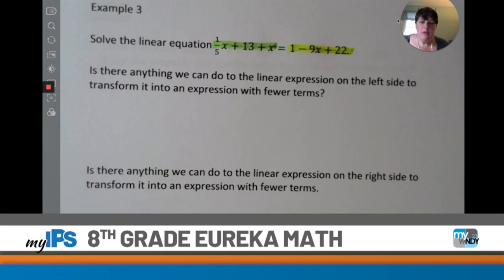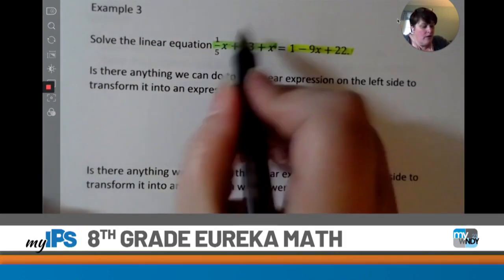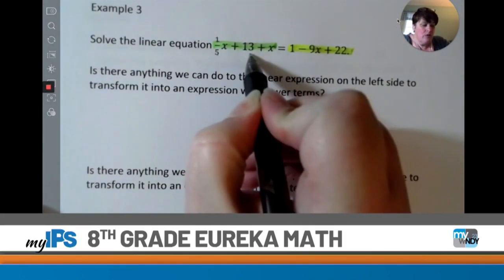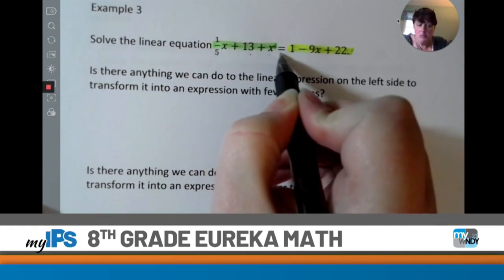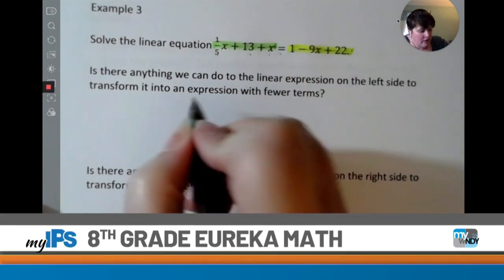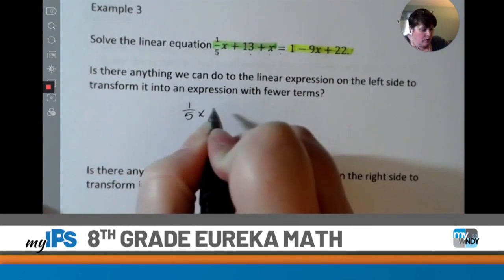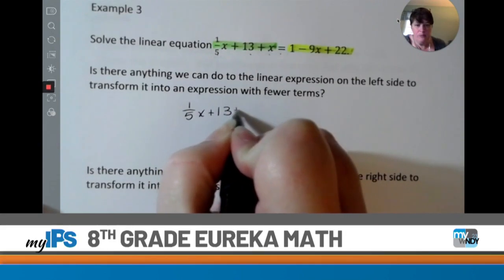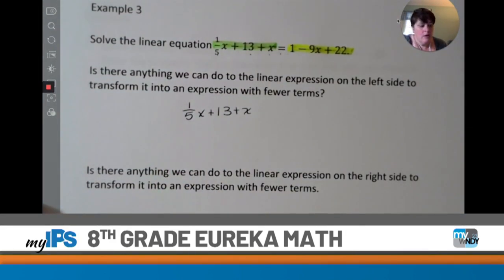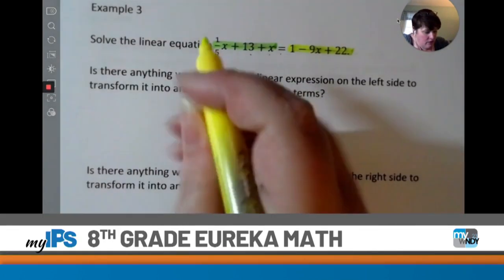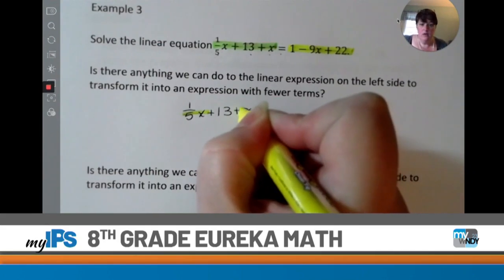All right, now, is there anything we can do with the linear expression on the left side to transform it into an expression with fewer terms? Here we have 1/5 x plus 13 plus x. They're asking us to transform it with fewer terms. Well, I have a 1/5 x and I have an x. Can I combine those?